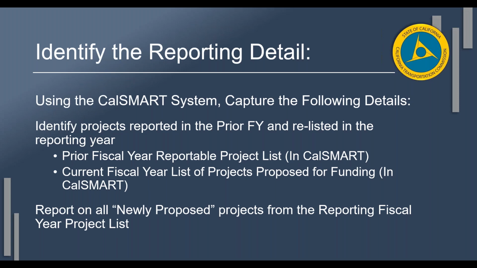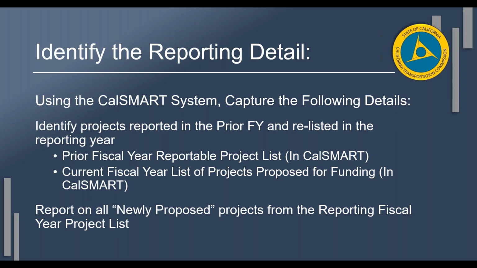You want to identify your projects in the prior fiscal year that were relisted in the reporting year. So that means anything that you had reported in your expenditure report and then got relisted for that year's eligibility, you want to make note of that. You want to make sure that you're tracking those things. And so there's a way to download all of that information or export it.